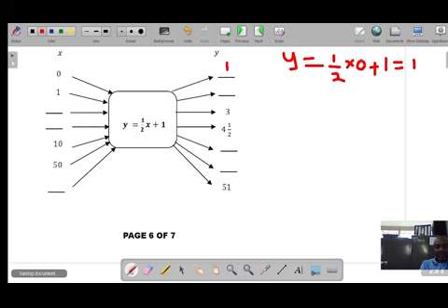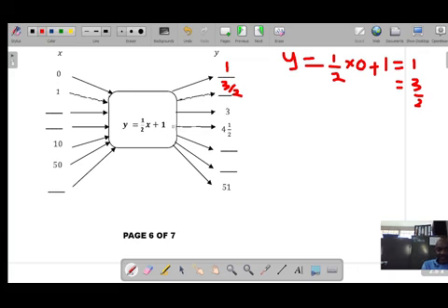I'm going to put 1 here. Then next, I'm going to use my x as 1. What's a half times 1? It is a half. Half plus 1 is 1.5, which is the same as 3 over 2. So I'm going to put 3 over 2 here.